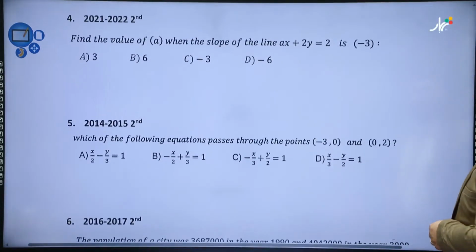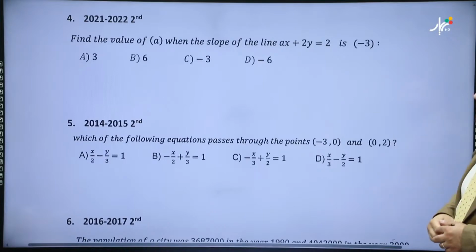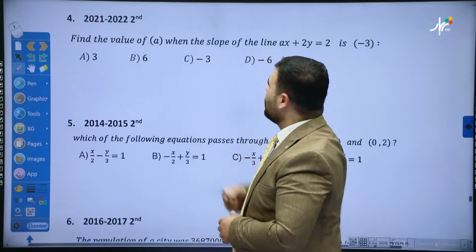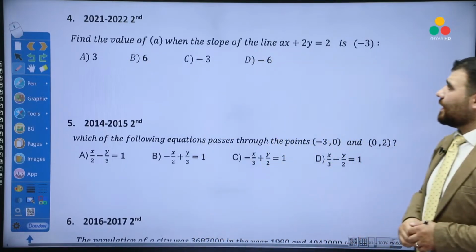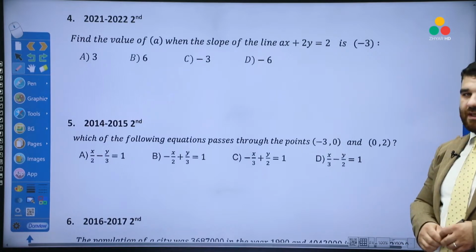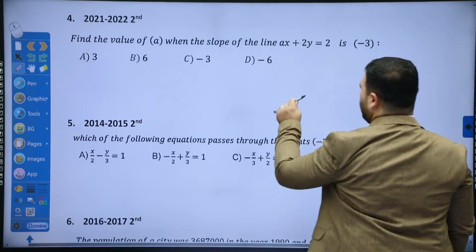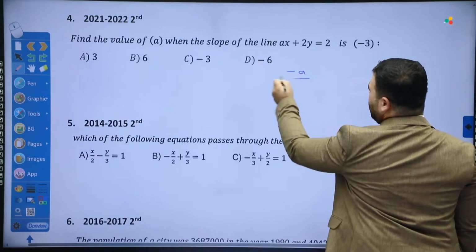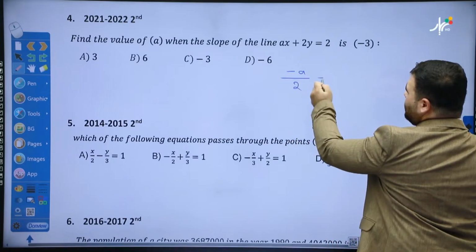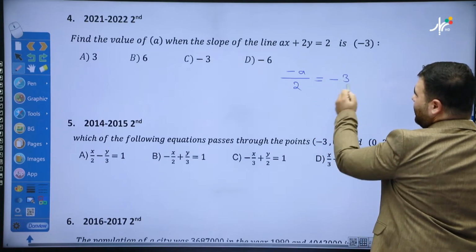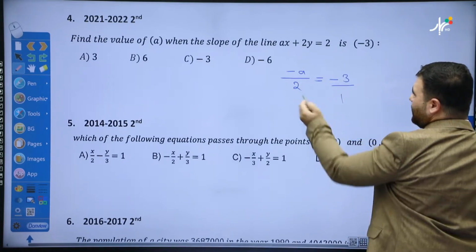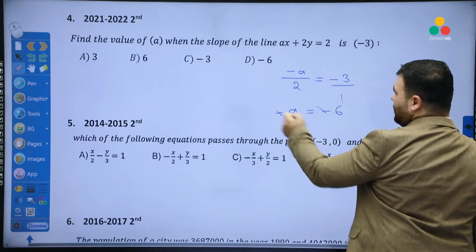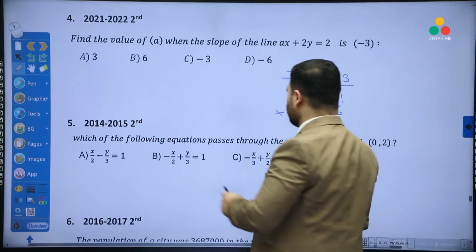Question 4. 2021-2022, second attempt. Find the value of A when the slope of the line ax plus 2y equal to 2 is negative 3. To find the slope, I write negative a over 2. And this should be equal to negative 3. Denominator of negative 3 is 1. Cross multiplication. Negative a equal to negative 6. So a is equal to 6. The answer is B.